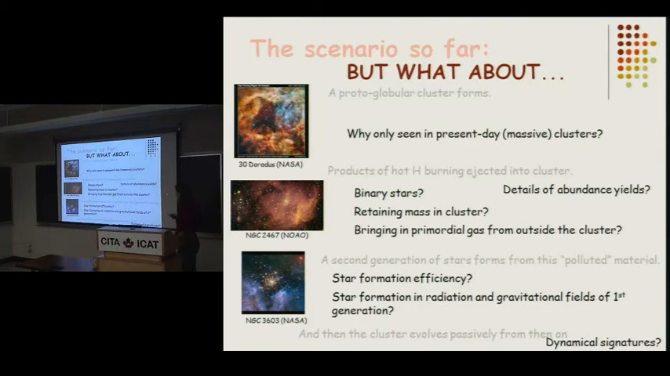The whole question of this polluting material is what it's called. What about things like binary stars? Nobody's really thought about them. Binaries exist in globular clusters, we know that, sort of at the top level. But why has nobody considered those as a polluting population?